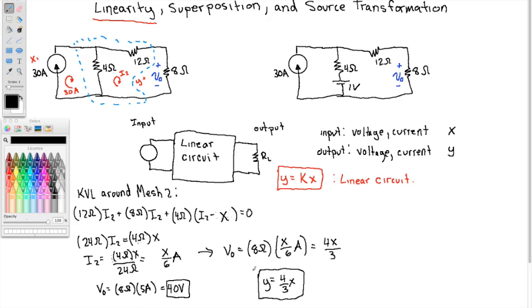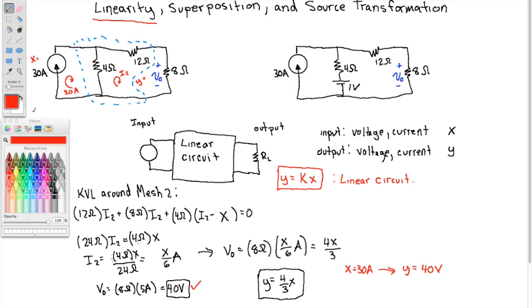But immediately I can demonstrate why this is important. Now you tell me X is 30 amps. So if the input is 30 amps, then X equals 30 amps, and that immediately implies that Y is 40 volts. Right? That's what we got. Check.